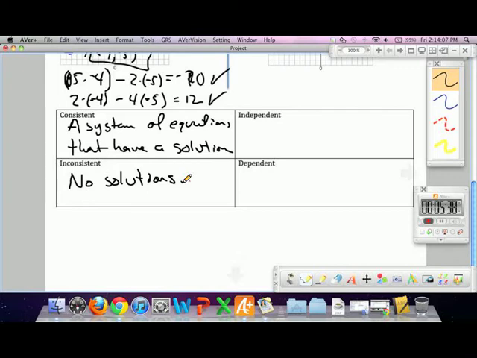Independent systems are equations that have exactly one solution. So that means they only intersect at one spot. Consistent independent equations have a solution and there's exactly one of them. They're lines that just intersect once. If they are dependent, then they have multiple. And in fact, for linear systems, they have infinitely many.